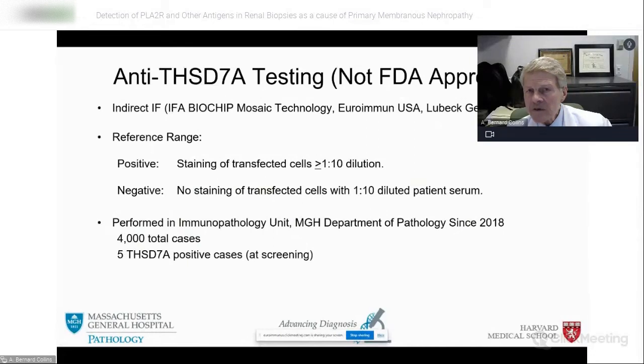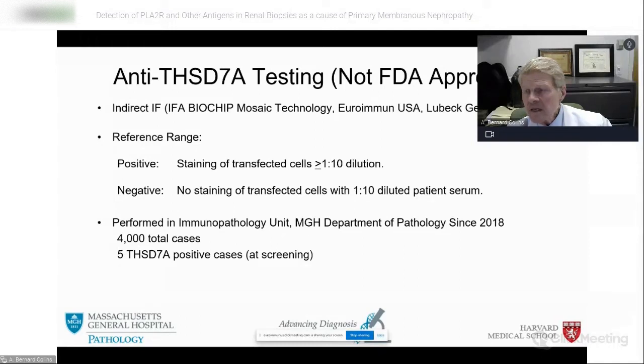This has also been confirmed. The second autoantibody that we look for in membranous is the anti-THSD7A antibody, and that is done simply by indirect fluorescence. It's an indirect fluorescence biochip mosaic technology. The reference range is either positive or negative. Positive is greater than a 1 to 10 dilution of the patient's serum. Any patient that is found to be positive at greater than 1 to 10, we do titering on.